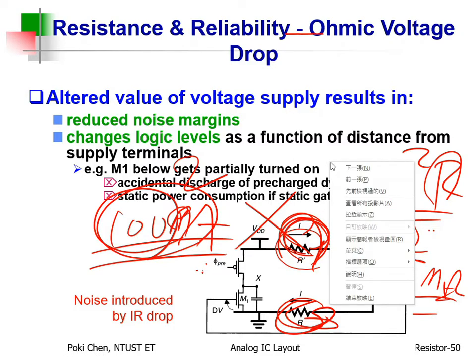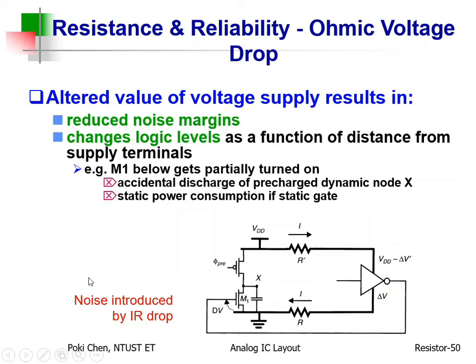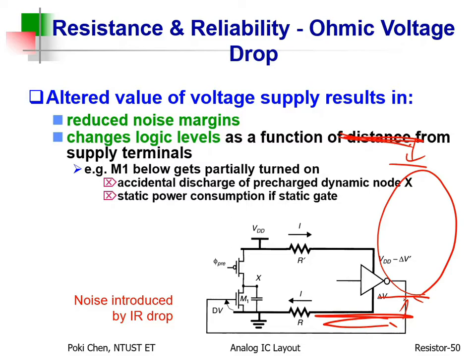Okay, let's go further. How about the other problems? Originally, you think your VDD is here, your ground is there, but finally it is reduced to here and increased to there. So the operation range, according to voltage, is smaller than you think. And it really means that the noise margin is also reduced. Noise margin in theory is in the middle of your VDD and ground. So the noise margin will reduce from here to there.